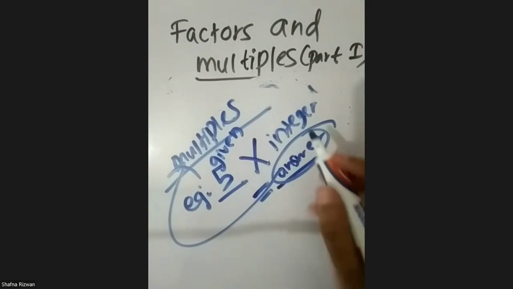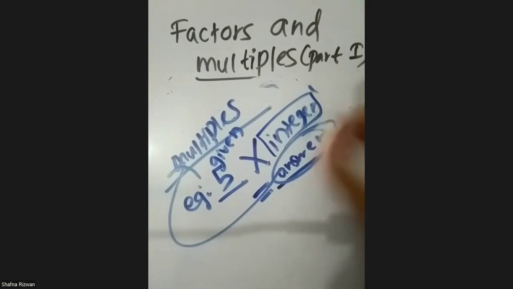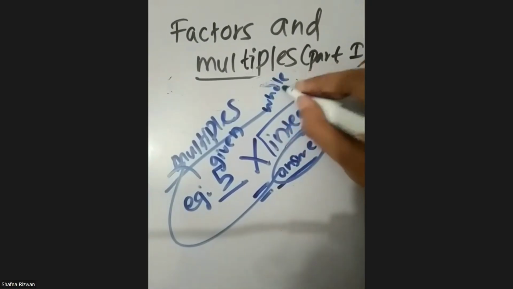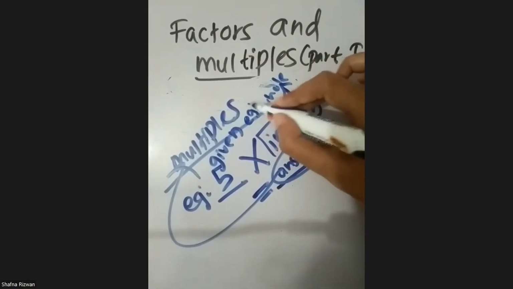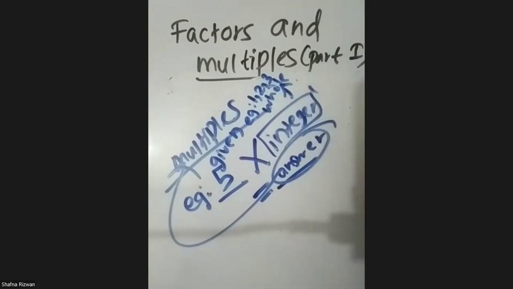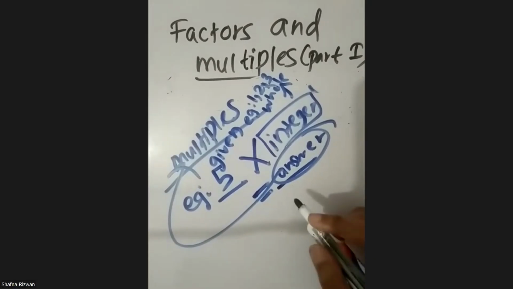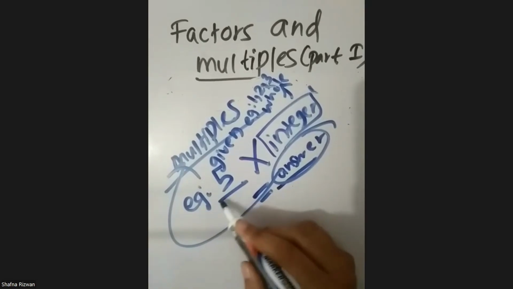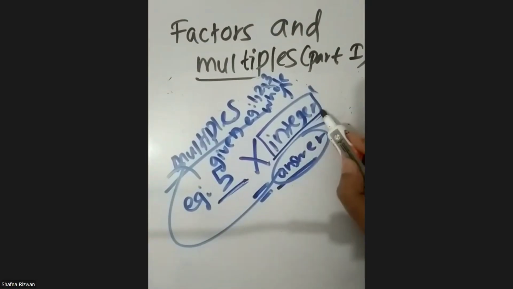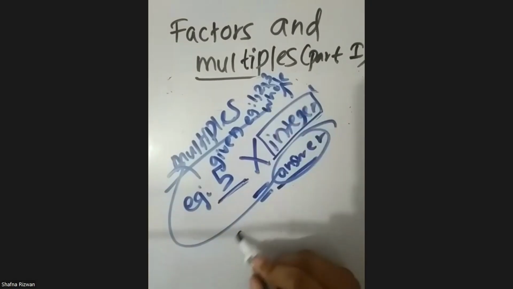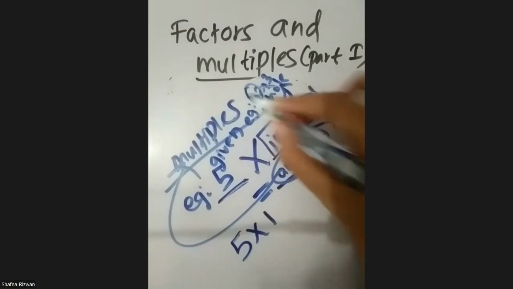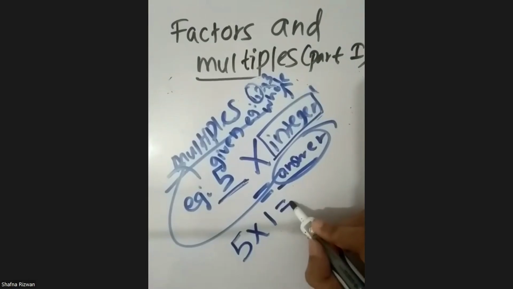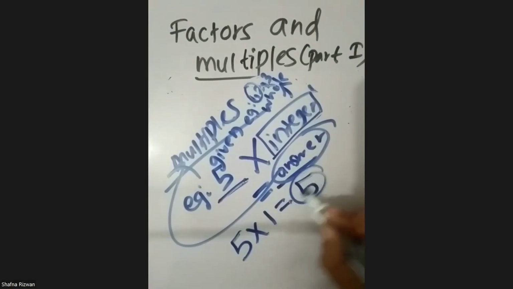If I say integer, what is known as an integer? Any whole number you consider as an integer. For example, 1, 2, 3 are all considered integers. That's how you get integers. So how can you get the multiples? You have to take the given number and multiply it by any integer. You can first multiply this 5 by 1. And the answer you get is how much? 5 multiplied by 1 is 5. So this is your multiple.